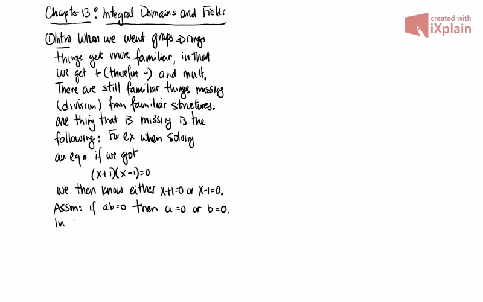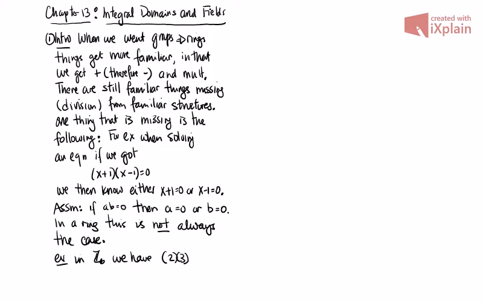That may be a term you're familiar with, but it doesn't have to always be the case. Right? So in a ring, this isn't always the case. So for example, in Z6, we have 2 times 3 is 0. But neither of those is 0. So that leads to our first definition, right? The first thing of the day, which is an integral domain.